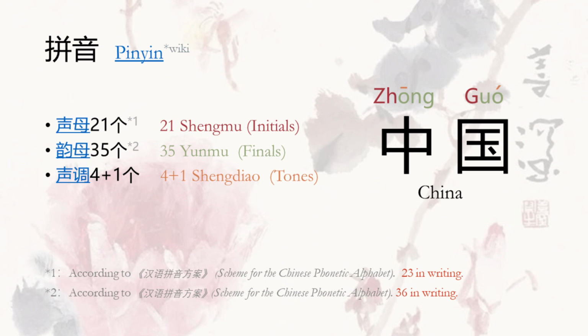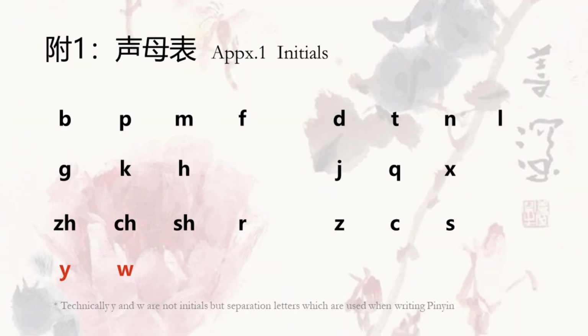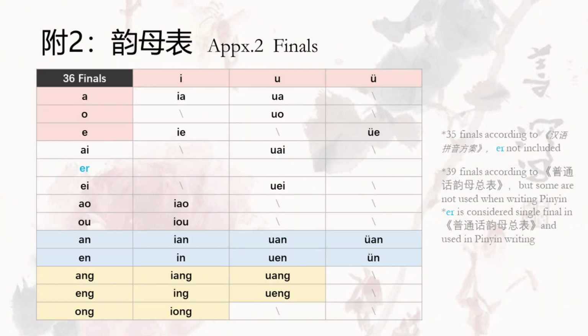According to the Scheme for the Chinese Phonetic Alphabet, there are 21 initials and 35 finals. According to different dividing systems and textbooks, the numbers may be a little different, but the actual numbers in daily writing are the same. Some letters in finals will be omitted according to the writing rules of Pinyin, which I'm going to elaborate on in another video later. As you can see from the video here, we have 23 initials and 35 finals, which I'm going to teach you how to pronounce in other videos. So I am just going to skip directly to tones.